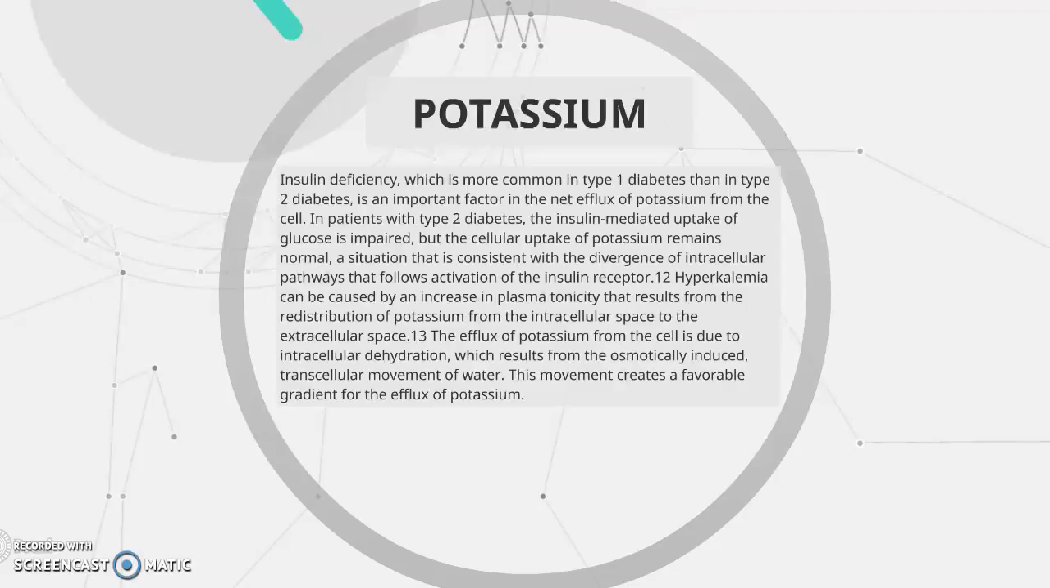Hyperkalemia can be caused by an increase in plasma tonicity that results from the redistribution of potassium from the intracellular space to the extracellular space. The efflux of potassium from the cell is due to intracellular dehydration, which results from the osmotically induced transcellular movement of water. This movement creates a favorable gradient for efflux of the potassium.